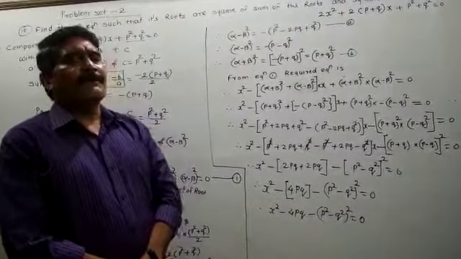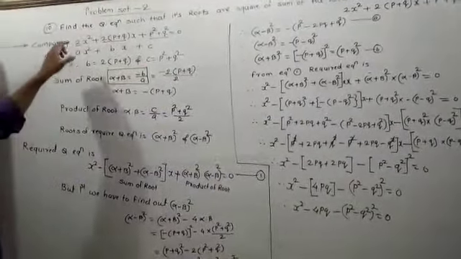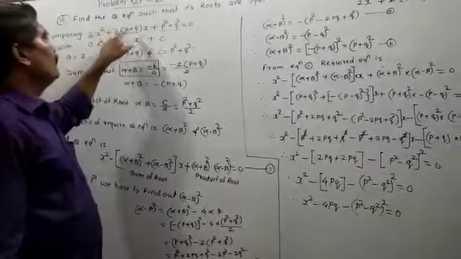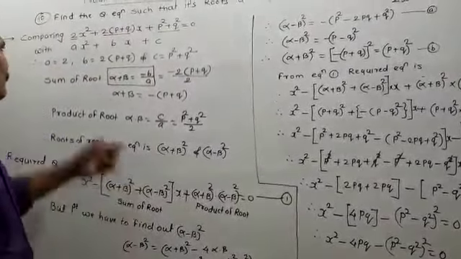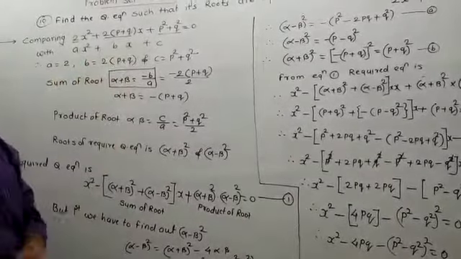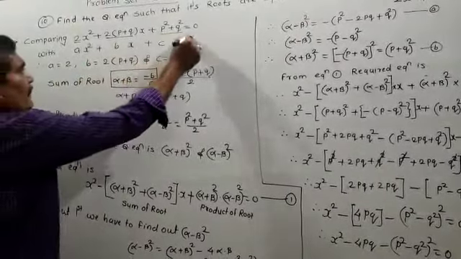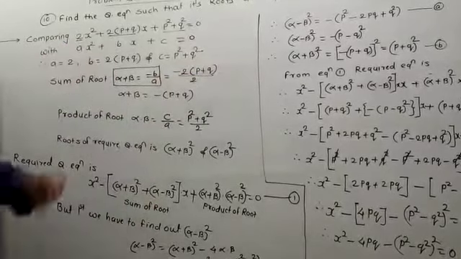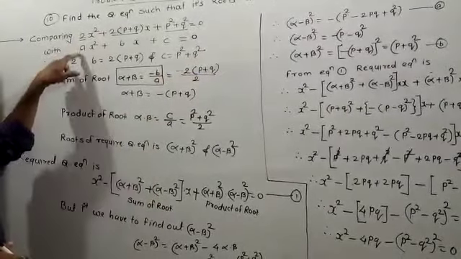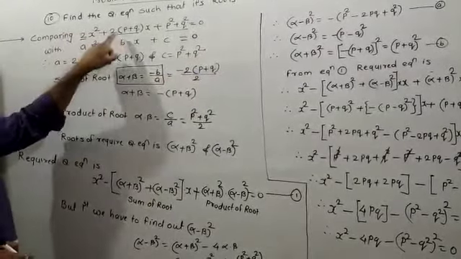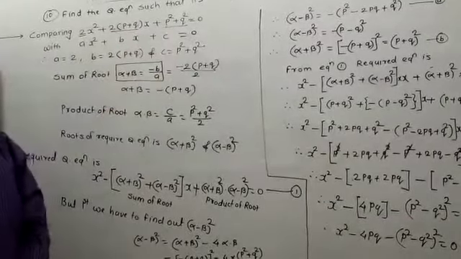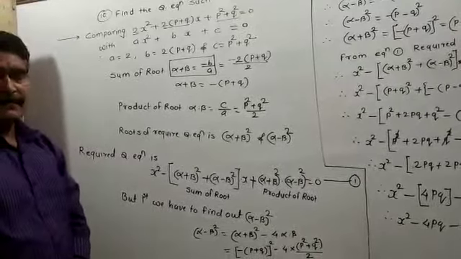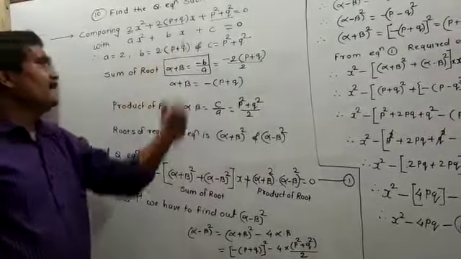So I will consider this 2x square plus 2 into p plus qx plus p square plus q square is equal to 0 and compare it with ax square plus bx plus c is equal to 0. At that time a is equal to 2, b is equal to 2 into p plus q, and c is equal to p square plus q square. Means these are the values of a, b, c.